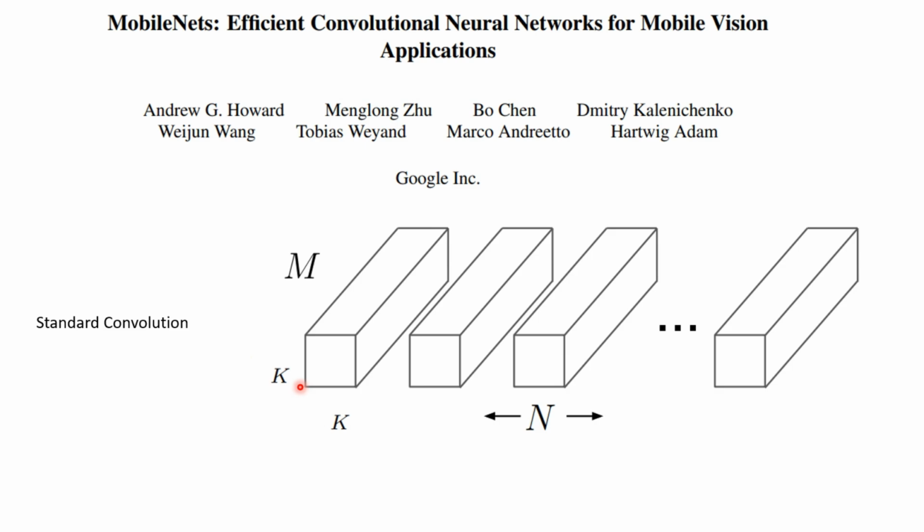In a standard convolution, a filter is applied across all input channels. For example, if the input has dimensions of h by w by m and we use a filter size of k by k to produce n output channels, the computational cost is h by w by m by k by k by n.